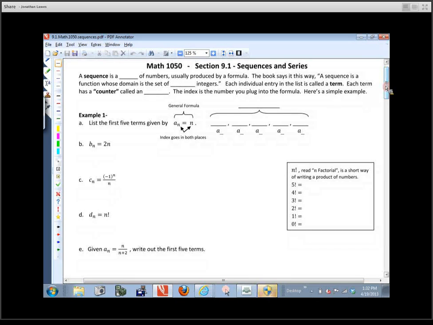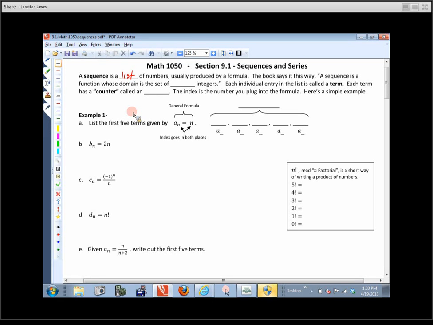So it starts off, it says, a sequence is a blank of numbers usually produced by a formula. Okay, all a sequence is, it's just a list of numbers. So we're just going to list out a whole bunch of numbers, and some of them are going to look very familiar, especially the first one.